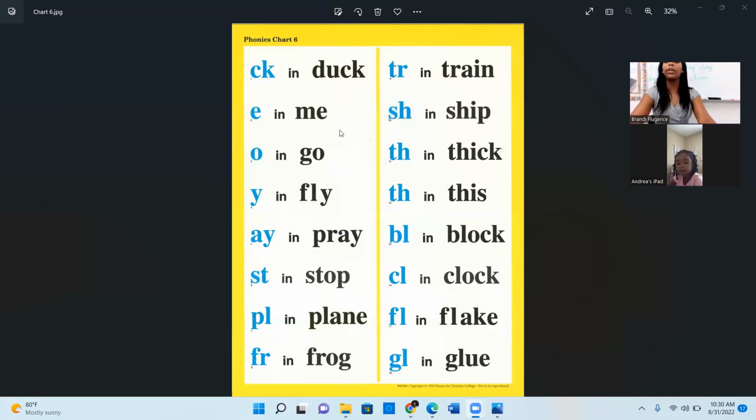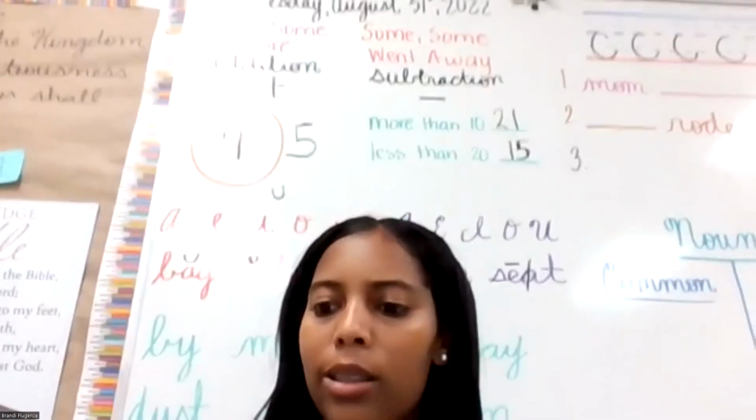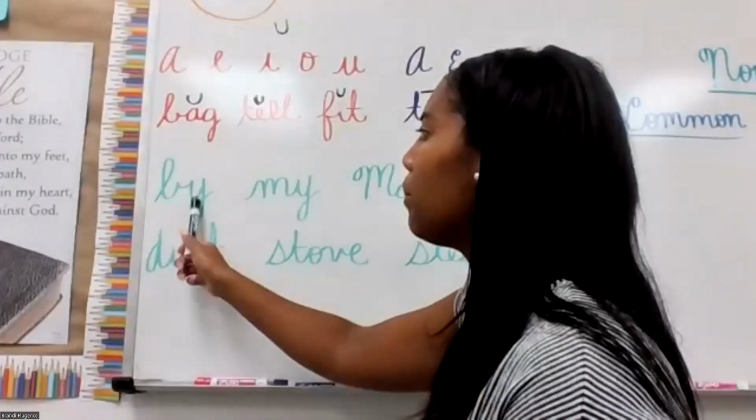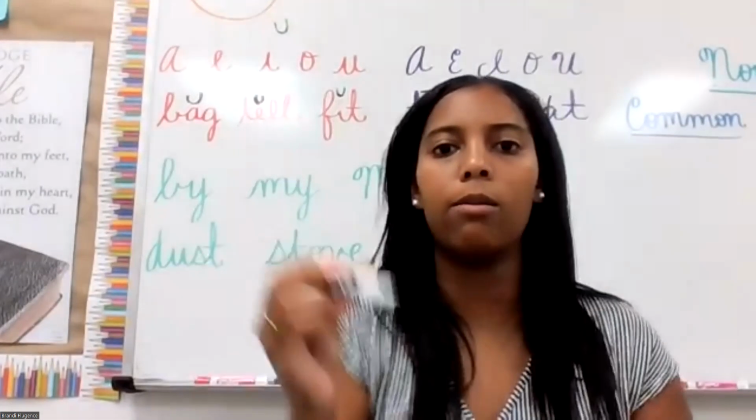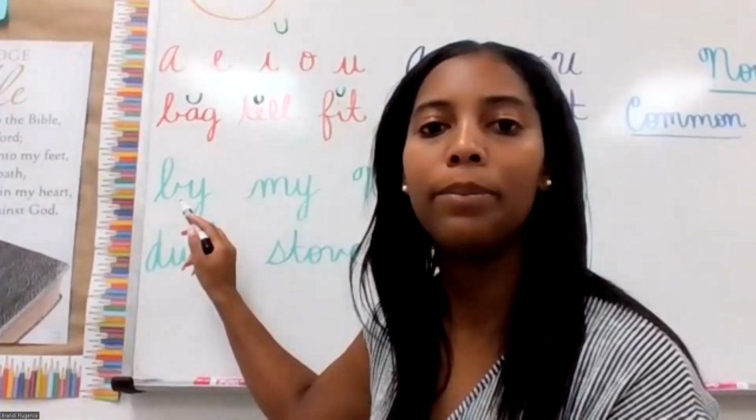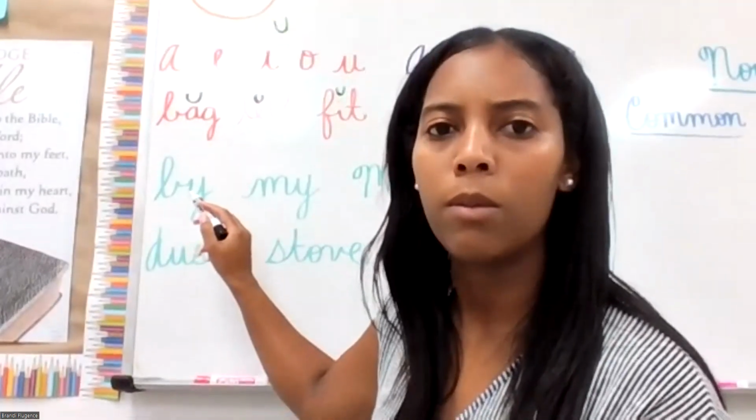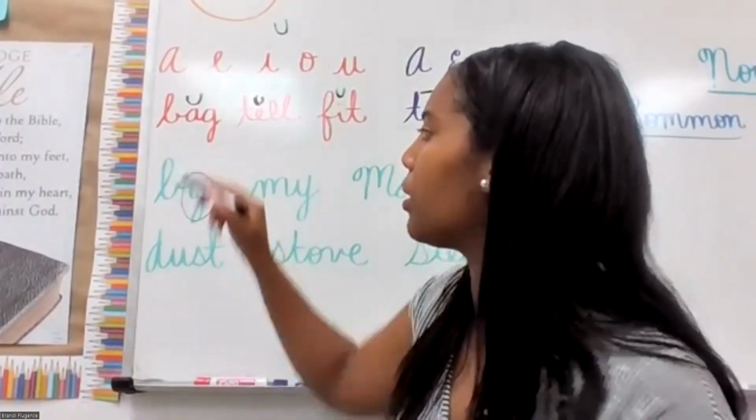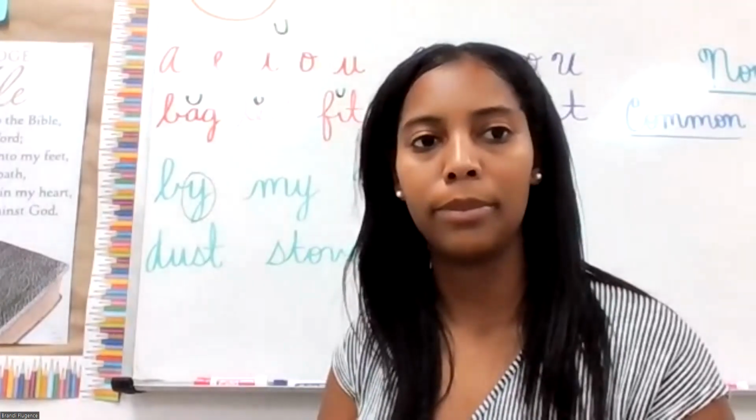Awesome. All right, so we started our sounds on our chart 6 yesterday. We did CK, E, and O. Today we'll do Y that says i as in fly, AY that says a as in pray, and ST that says st as in stop. Okay, so I'll let some of you guys come up and circle, tell me the sounds and read the word. So Asa, can you do our first one? Tell me what's my special sound and what is the word? Fly. What's the special sound? Okay. So remember, guys, we circle special sounds. What's the word, Asa? Fly.